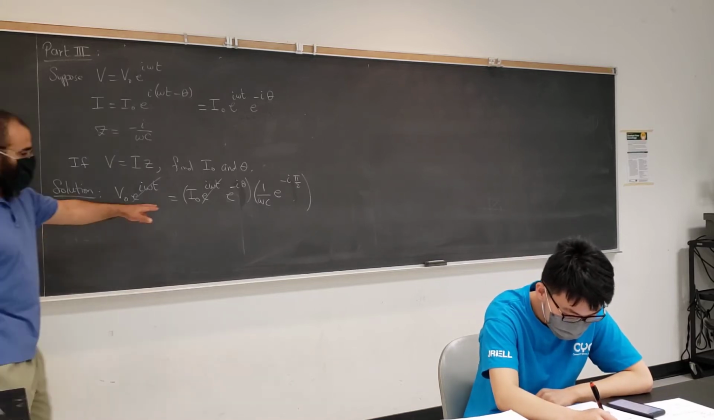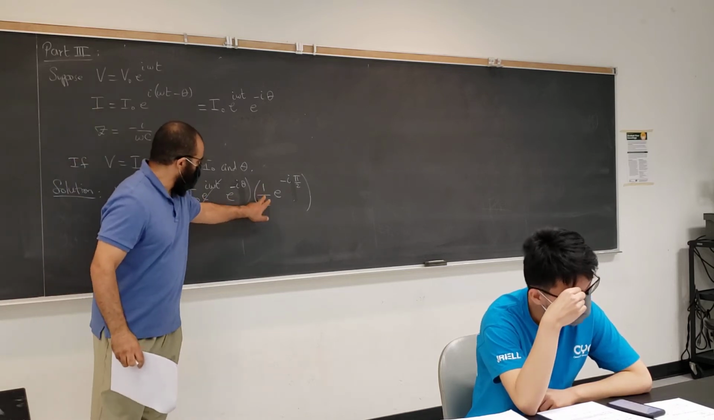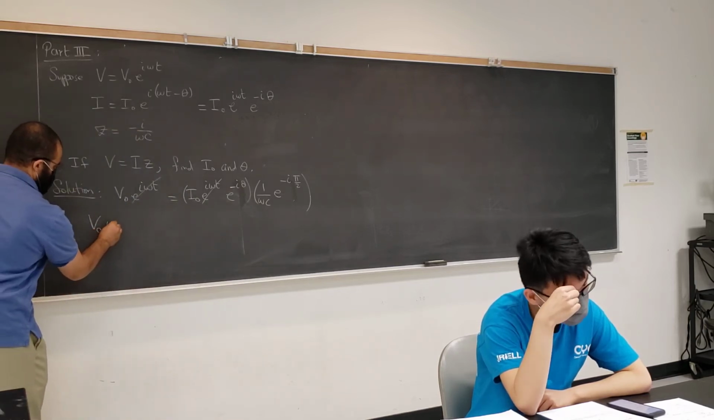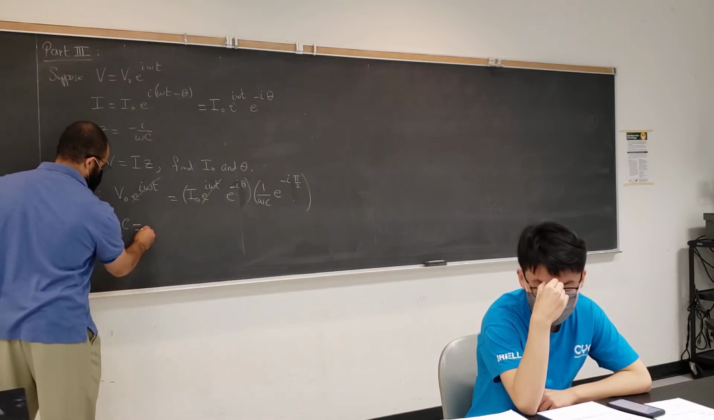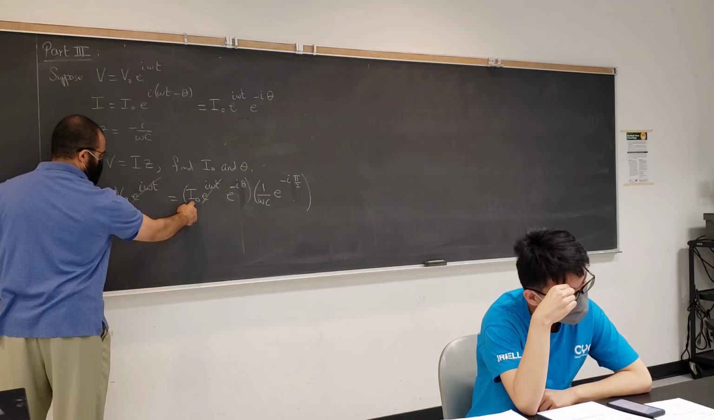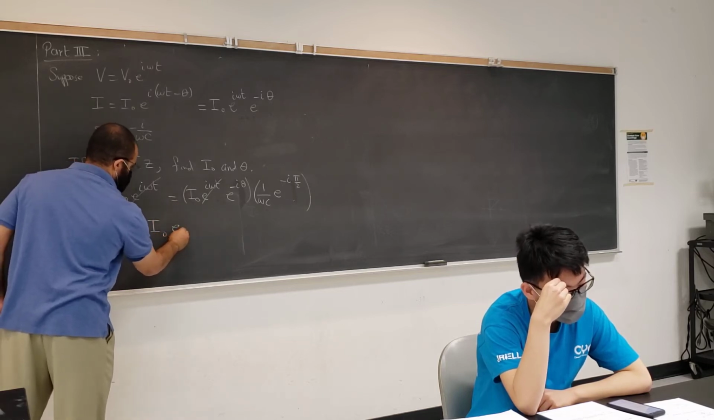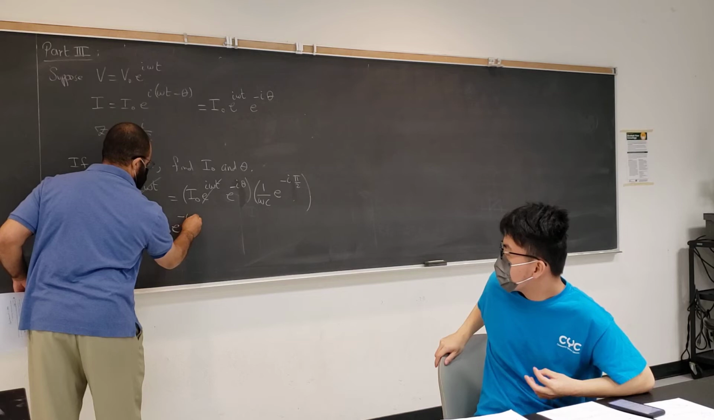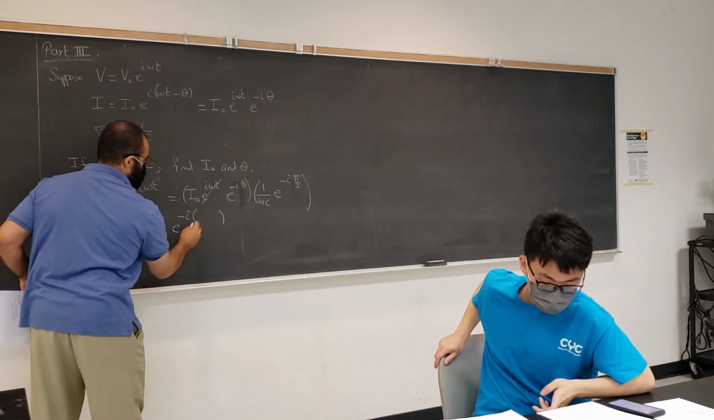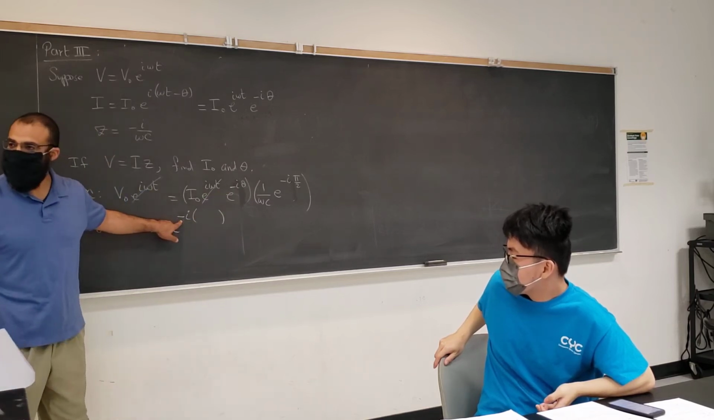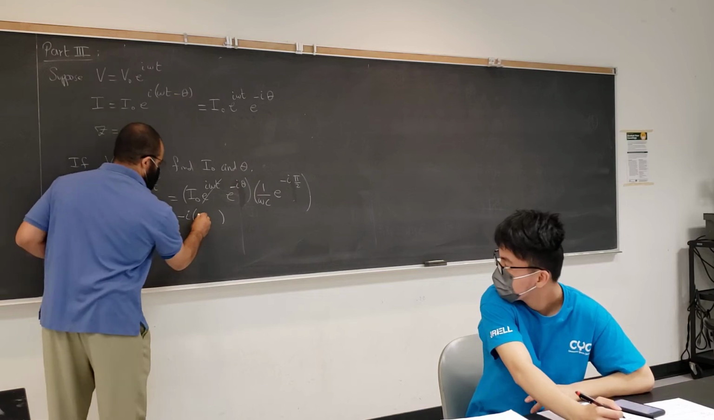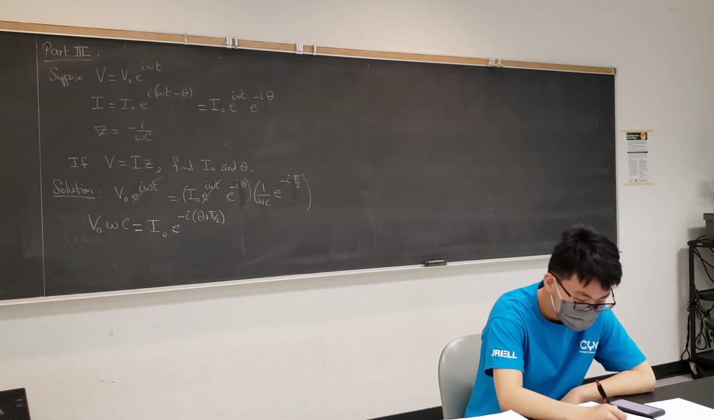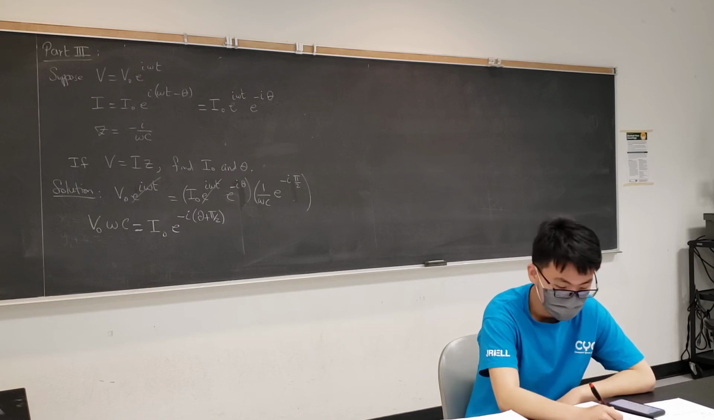My goal is to solve for I0. See, I have 1 over omega C here, so I'll multiply both sides by omega C. When I multiply by omega C, I will get V0 omega C is equal to, on the right hand side, I0 e to the what? How do I combine these two? E to the negative I pi over 2 minus I theta. Minus or plus? Plus, I'm factoring the minus sign. So it will be theta plus pi over 2, or pi over 2 plus theta, right? Yeah.